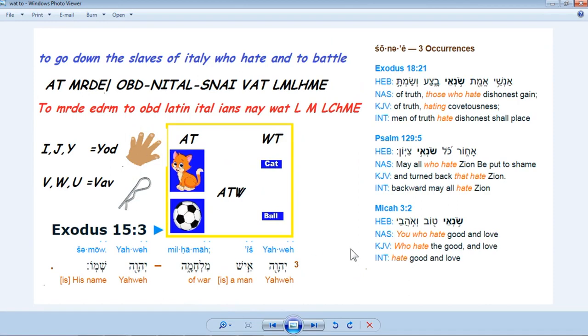And you know, they have many different meanings. These words have different meanings. They can change this up, whatever they have to make fit their bill. But this would be the false Hebrew interpretation of what this is here. To go down, to murder the slaves Obed of Italy, the Nital of who hate, the Snai, and the Vat, and to battle, the bind from Alchemy.